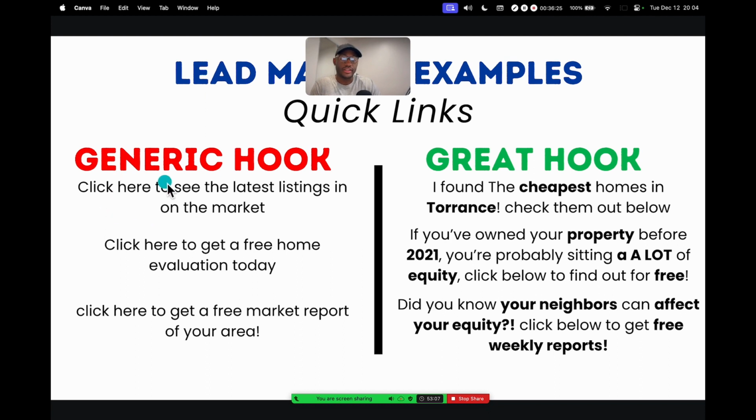So instead of saying click here to get the latest listings on the market, you can rephrase that into I found the cheapest homes in Torrance. Check them out below. So already we're hitting a few keywords here. We know exactly the demographic we're looking for, people looking to move into Torrance, and price is always going to matter to any buyer or seller. Okay, so having cheapest in there is automatically going to make people think maybe I might be able to afford something. These are the cheapest homes in this area. Let me see what they go for.